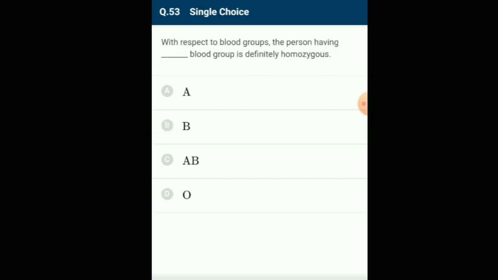Question number 53. With respect to blood groups, the person having dash blood group is definitely homozygous. The ABO blood group system is controlled by 3 different alleles, I^A, I^B and i. A person with blood group A may have genotype I^A I^A or I^A i. A person with blood group B may have genotypes I^B I^B or I^B i. A person with blood group O has genotype ii. Both are recessive homozygous. So the answer for this question is option D, blood group O.